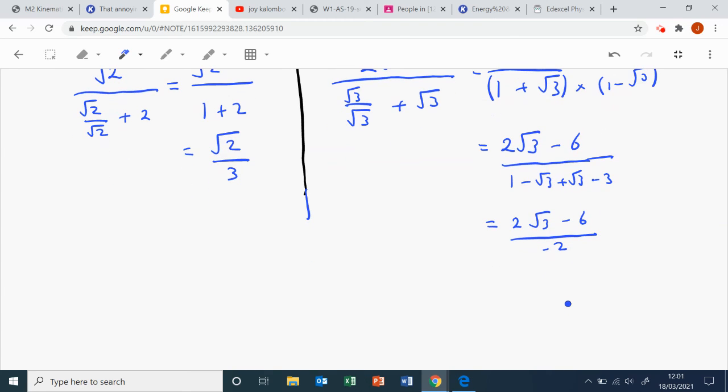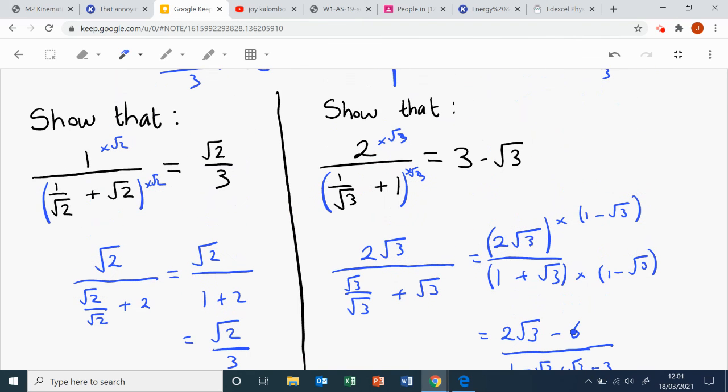And then just to simplify this, I can divide both the top parts, the 2 root 3 and the minus 6, by minus 2. So 2 root 3 divided by minus 2 is going to give you minus root 3, and minus 6 divided by minus 2 is going to give you plus 3. And then I can just rewrite that as 3 first, then minus root 3. Happy days! That is what we were trying to get to.